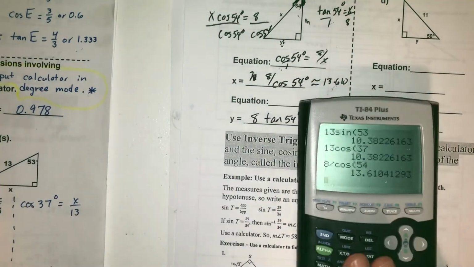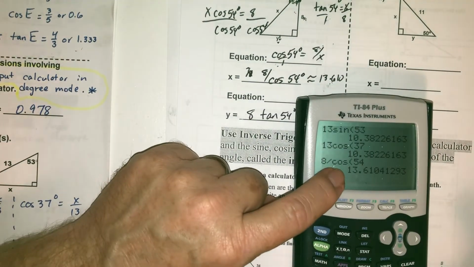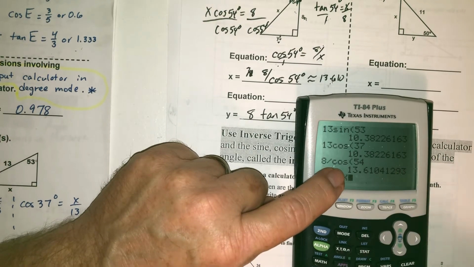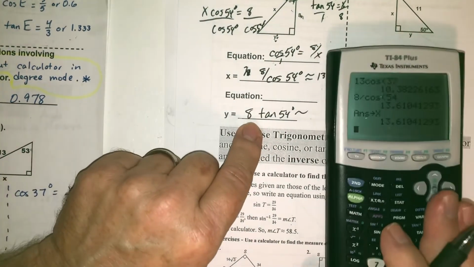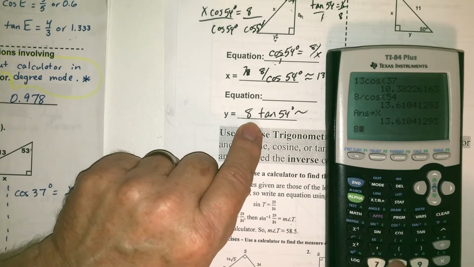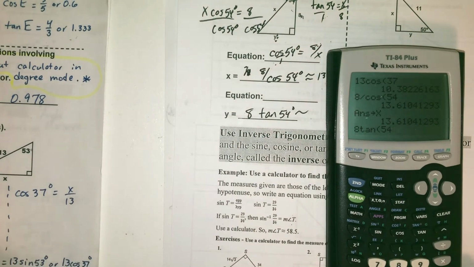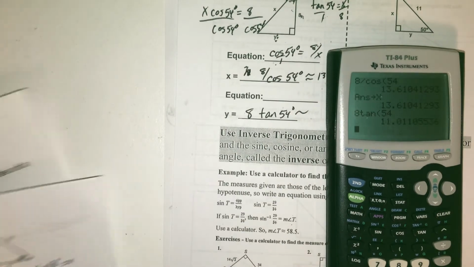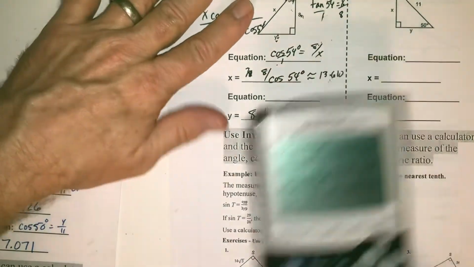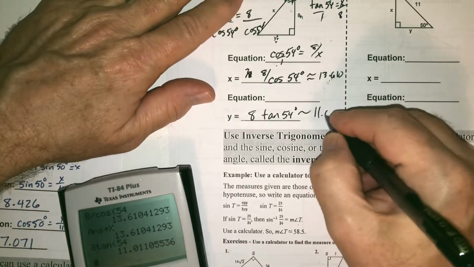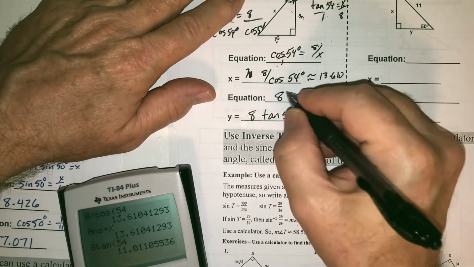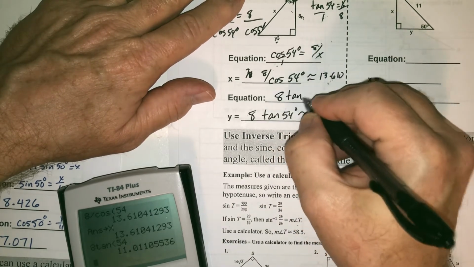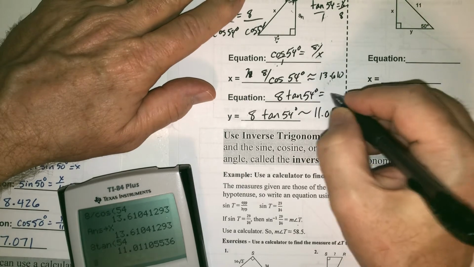Now hold on just a minute. I've got that hypotenuse, x, sitting here. I'm going to store that in x for a minute. So I've got x. Now I'm going to find y. y is 8 times the tangent of 54 degrees. So y would be 11.011. By the way, if you want an equation, you could do 8 times the tangent of 54 degrees is equal to y if you like.